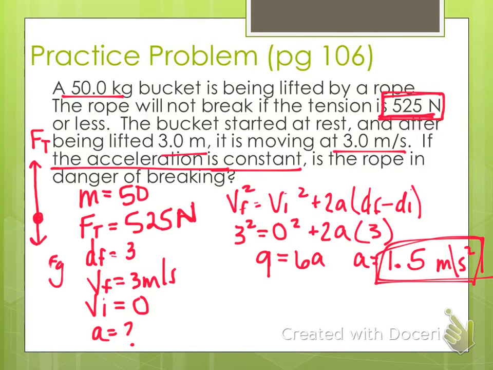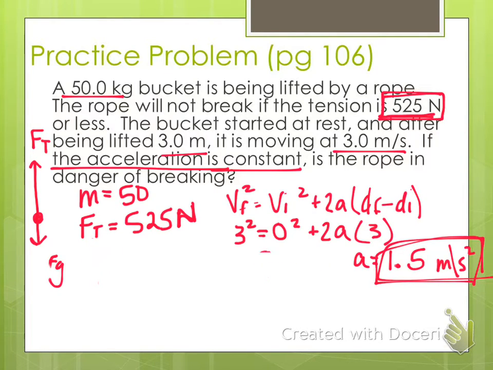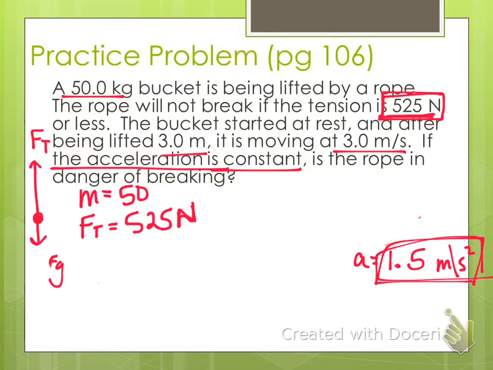So we've got our acceleration. We've got a few other things. I'm going to get rid of our kinematics here because we solved that already. Now we need to determine if this rope is going to be able to hold. That means we need to solve for the tension force, and then we'll compare it to the maximum amount that it can withstand. Does that make sense? Yeah. So let's set up our net force equation.